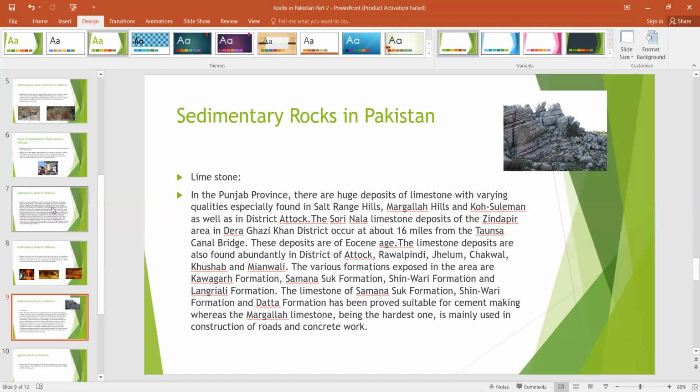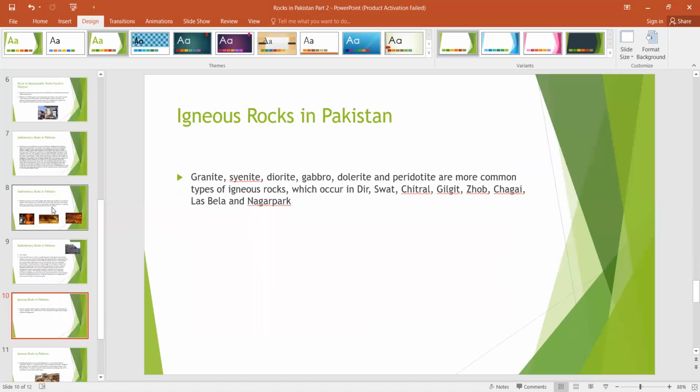These deposits are of Eocene age. The limestone deposits are also found abundantly in the district of Attock, Rawalpindi, Jhelum, Chakwal, and Mianwali. The various formations exposed in the area are Kawagarh Formation, Samana Suk Formation, Shinwari Formation, and Lumshiwal Formation. The limestone of Samana Suk Formation, Shinwari Formation, and Rata Formation has been proven suitable for cement making, whereas the Margalla limestone, being the hardest one, is mainly used in the construction of road and concrete work.